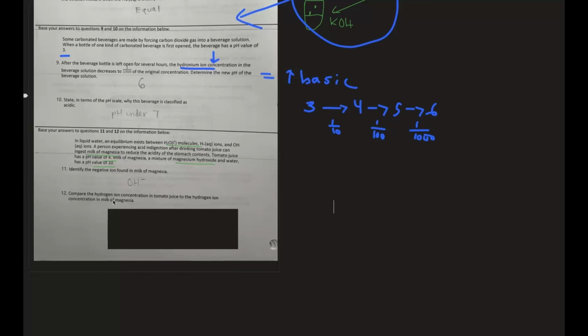All right, number 12. Compare the hydrogen ion concentration in tomato juice to the hydrogen ion concentration in milk of magnesia. So tomato juice is obviously more acidic. So because we're talking about hydrogen ion concentration, hydrogen ions are more concentrated in acids than bases. So boom, tomato juice has a greater hydrogen ion concentration.